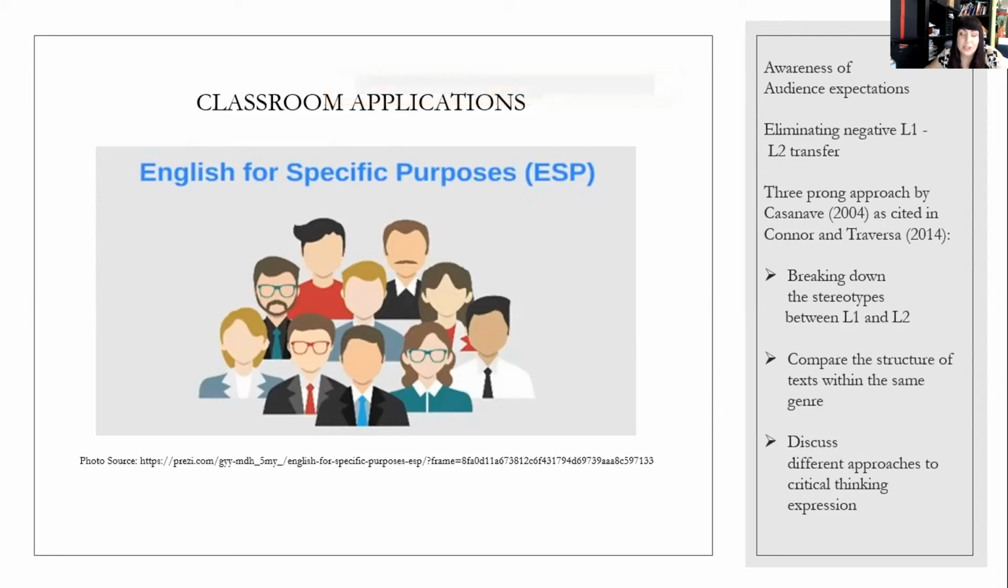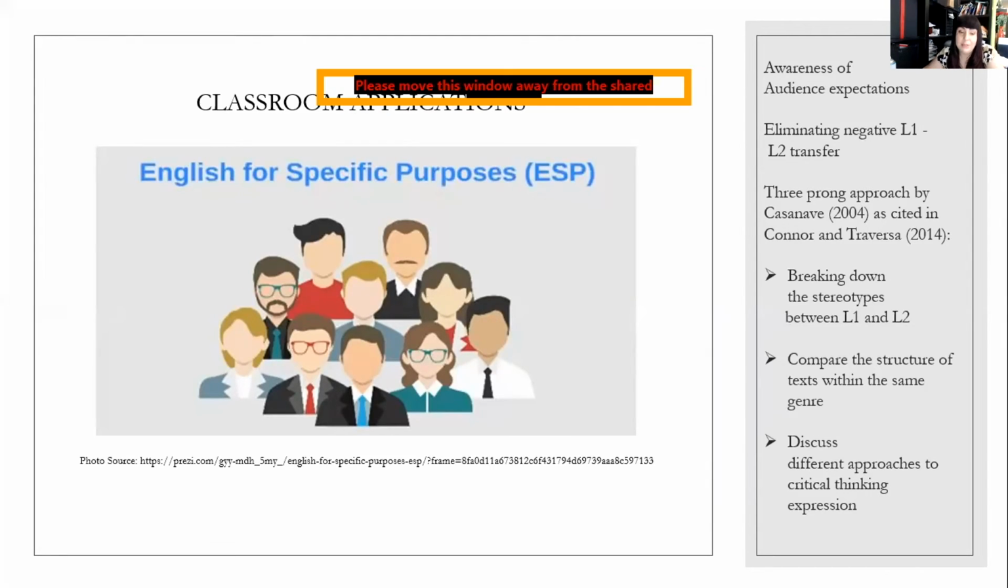So recent research has indicated that East Asian students in China and Japan have improved their writing when they were made aware of audience expectations, which helped them to eliminate negative transfer from L1 to L2, as stated in Yang, Wang and Spencer 2008, cited in Connor and Traversa 2014. Also, Walker 2011 suggests letting students be ethnographers in their classroom and assigning target questions related to the articles they consult in order to write their essays.